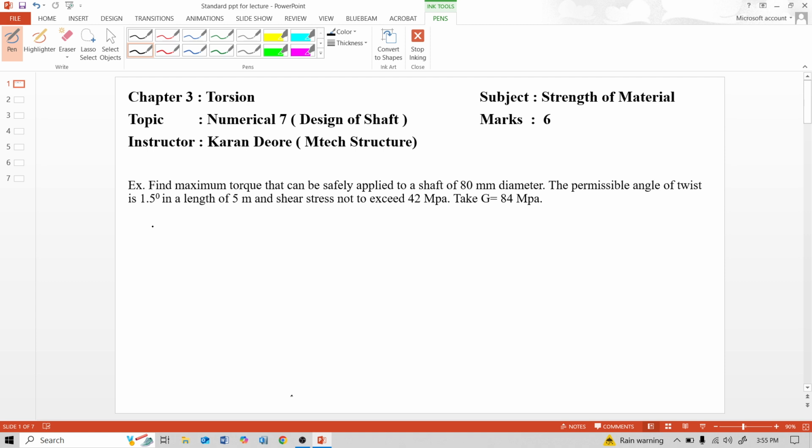So in this numerical, they have given us data: diameter of that shaft 80 mm, permissible angle of twist 1.5 degrees, length of that shaft is 5 meters, shear stress not to exceed 42 MPa, and shear modulus is 84 MPa. From that data we have to find the maximum torque that can be safely applied to the shaft.